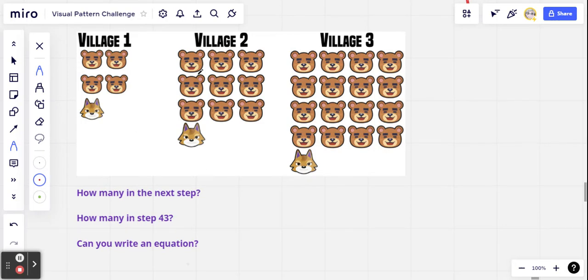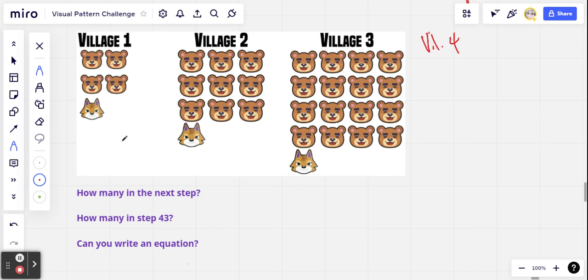Today we have villages with animals in them. Here's village 1, here's village 2, here's village 3, and your challenge is to predict the number of animals in village number 4. If you can do that, can you predict the number in village 43? And can you write an equation that could be used to predict the number of animals in any village at all? So that's the challenge. If you'd like to accept it, pause the video and see how far you can get.